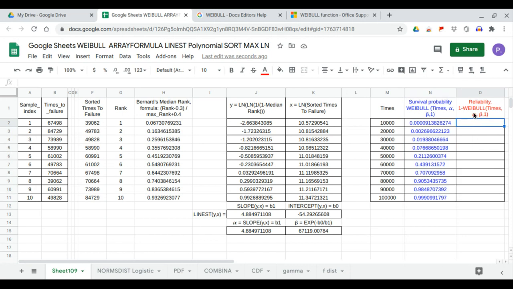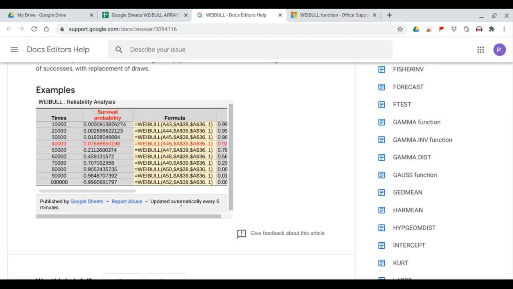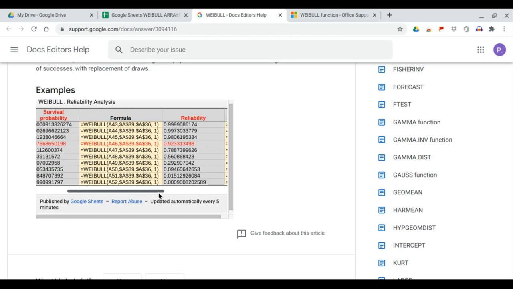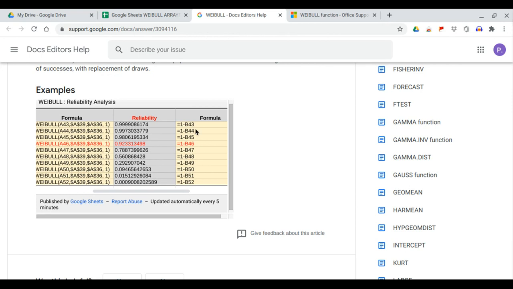Now we can calculate the reliability. We'll use the formula used in the example of Google Sheets. So 1 minus, I'm not going to use this. This is too messy for me. So we'll use array formula.